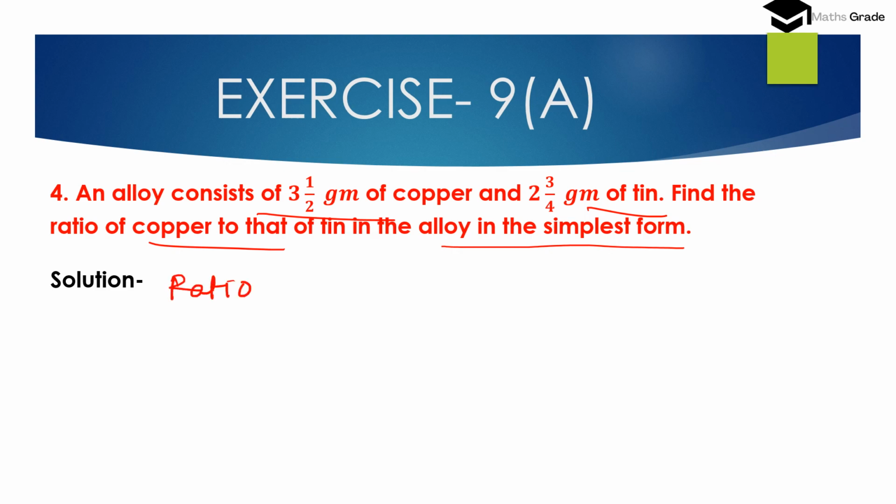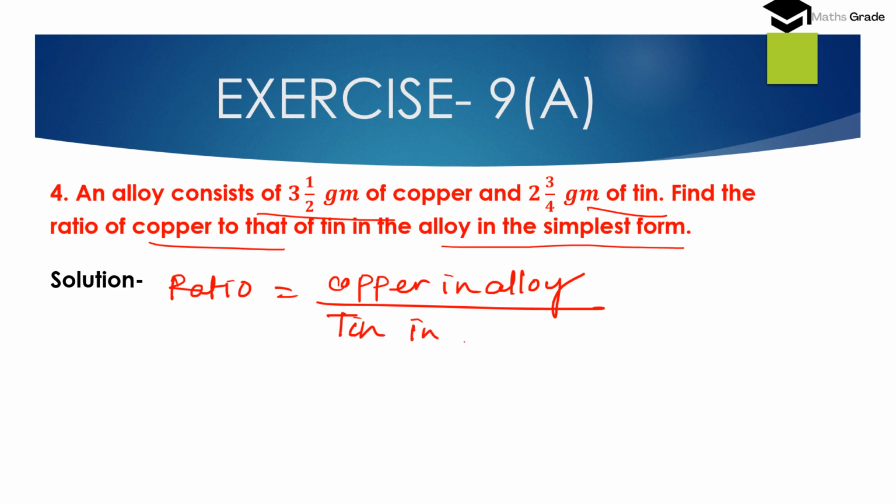So the ratio of copper in the alloy divided by tin in the alloy.